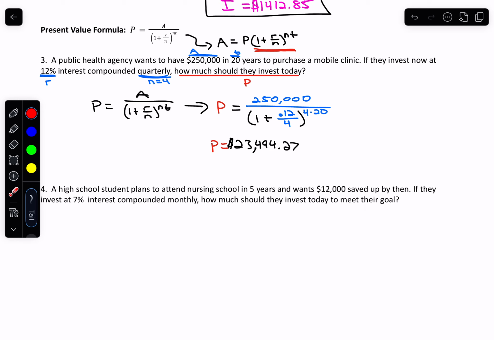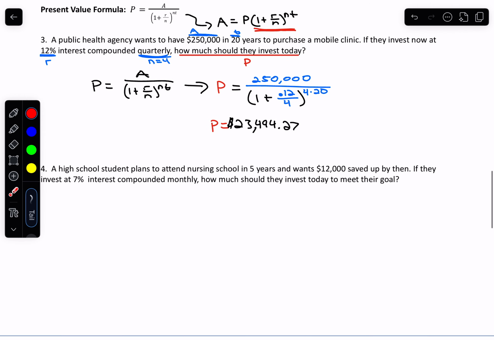And there's two main contributors for that. One is the fact that 20 years is a pretty long time to be investing, but also 12% is a very high interest rate. All right, if you can get 12% on an investment, that is a very good rate of return. And so that's why we're able to invest such a small amount to end up with such a large amount. All right, we have one more.